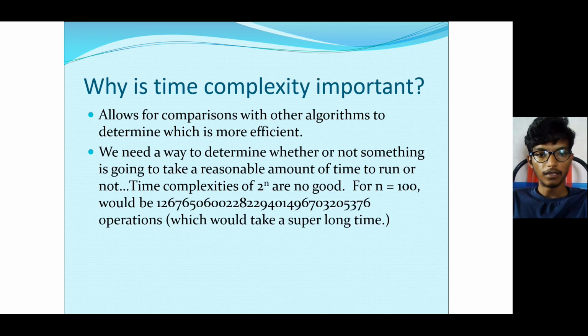Why is time complexity important? Because it allows for comparisons with other algorithms to determine which is more efficient. We need a way to determine whether or not something is going to take a reasonable amount of time to run. Time complexity of 2 to the power n is no good. For n equal to 100, it would be this large number of operations, which would take a super long time.